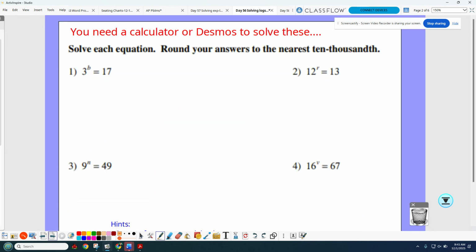Okay, everybody should have gotten a worksheet when you came in. You need a calculator or a Chromebook, because some of these are decimal kinds of answers.